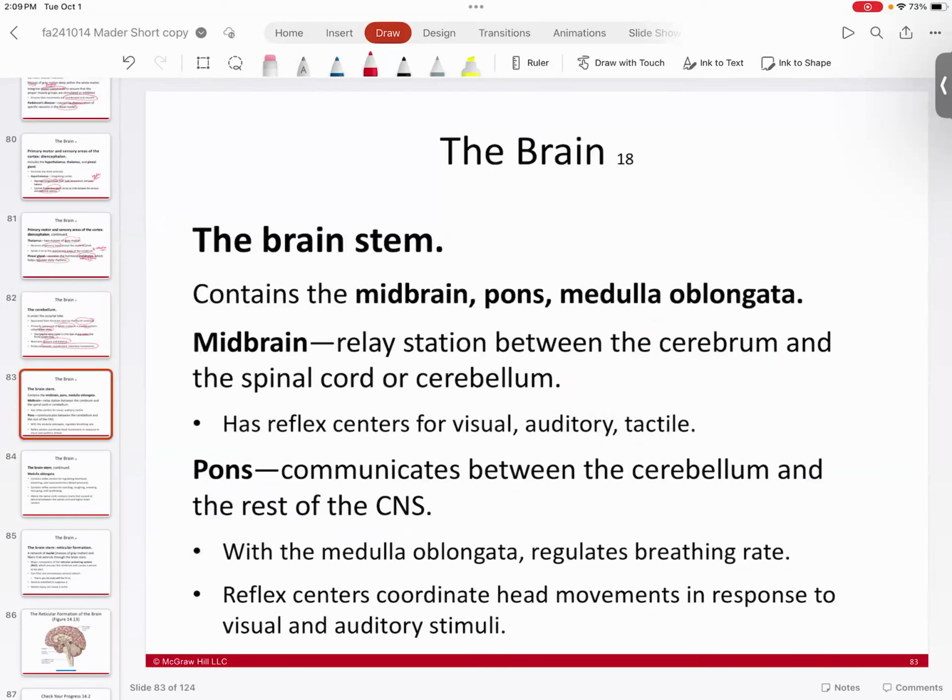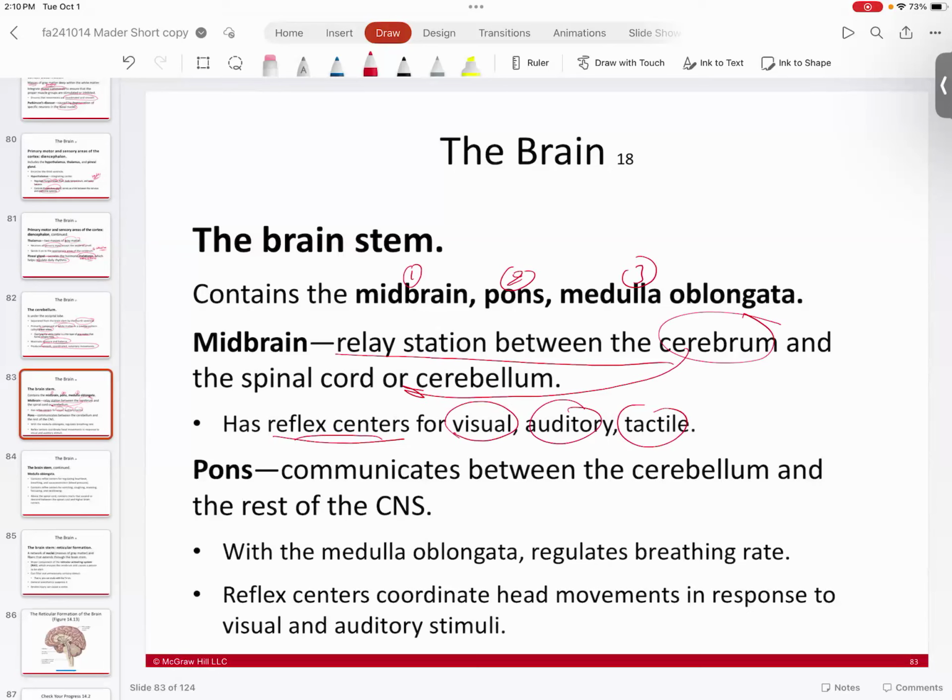The brainstem, which is a big one, is going to be composed of a couple major pieces, which we sketched out previously, right? So you're going to have your midbrain, your pons, and your medulla oblongata. Now, the midbrain basically is the relay station between the cerebrum and the spinal cord or the cerebellum. So basically, this is communicating or sort of directing traffic between those major pieces. It has a lot of reflex centers in it for visual, auditory, and tactile stimuli as well.